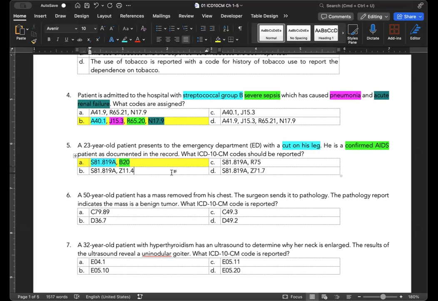Let's say that the patient came back for a follow-up, not necessarily to the ED, but to their primary care provider, and they are either having the stitches removed or it's being evaluated or whatever. Are we still going to have seventh character A since it is a second visit for the laceration?